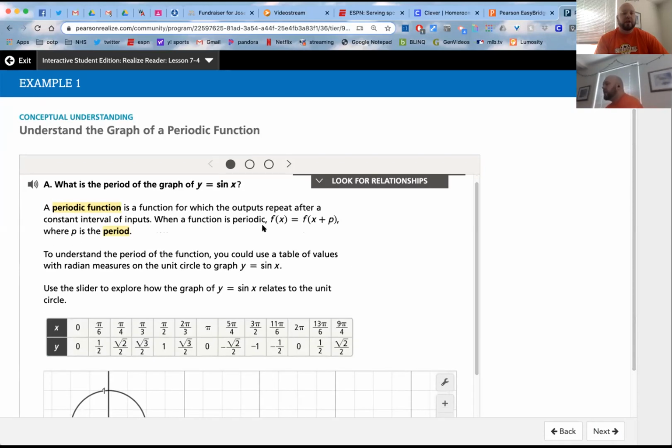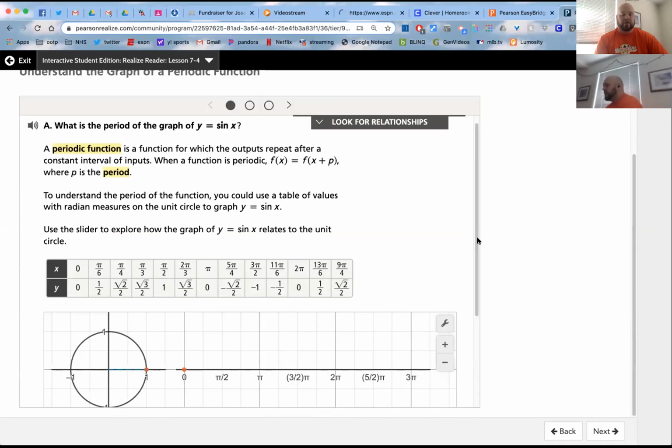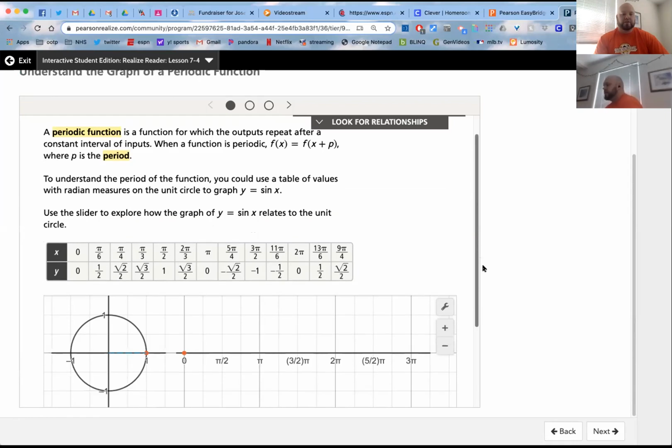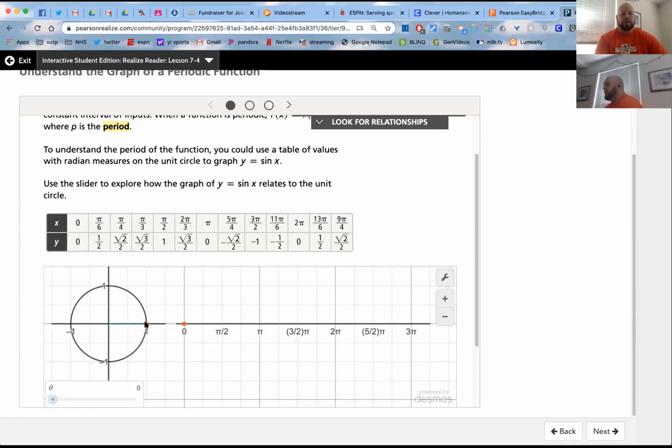There's a whole lot of words here. I'm kind of going to skip over them for right now. I want to show you this graphic down here that has a unit circle on it. So you can see this unit circle right now. It has an orange point at the point 1, 0. And if this were an angle, this would be a 0-degree angle.